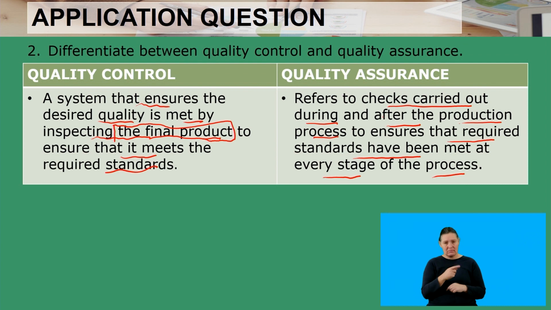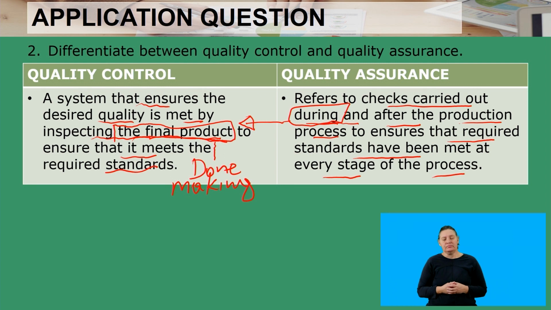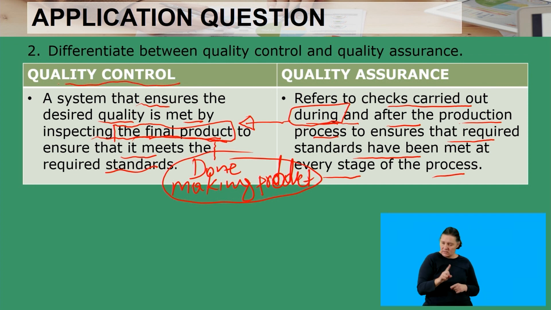Quality assurance is done during, meaning while the business is busy making the product, then they do the checks. What is the difference with quality control is that the inspection of the final product is done when the business is done making the product. Hence, they do the final inspection, which we call quality control.